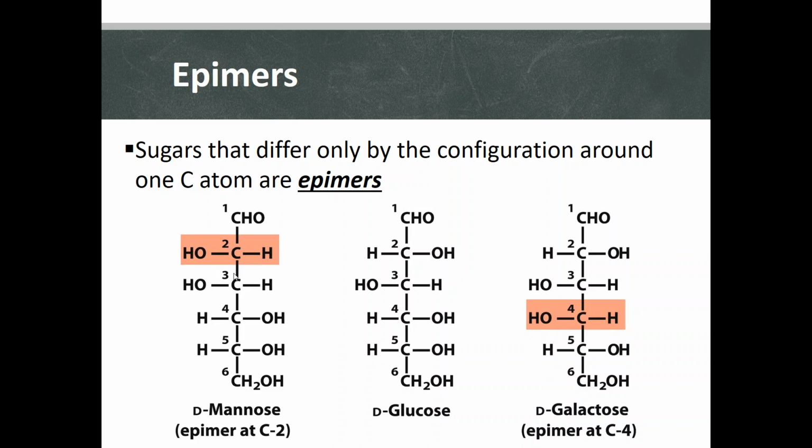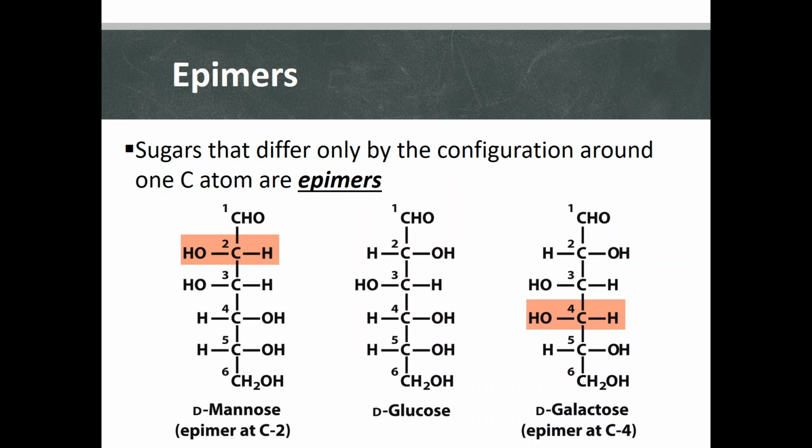So you should see here that D-mannose and D-glucose differ only by a swap of configuration at the C2 chiral center. So D-mannose and D-glucose are epimers. They are in fact referred to as C2 epimers.